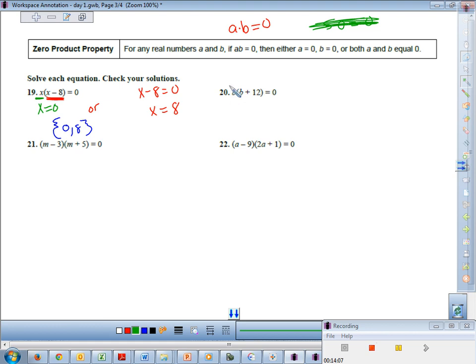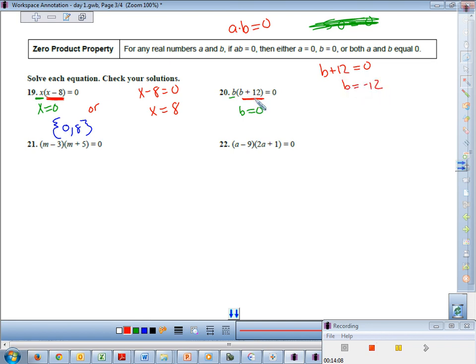So again, here on number 20, you've got two terms times each other equaling 0. The green thing could equal 0, and the red thing could equal 0. So what would make the green thing 0? Well, if B was 0, that'd be quite simple. And here, what would make the red thing 0? Again, the whole concept here is you're saying, well, B plus 12 should equal 0, right? I want to know what would make this 0. Well, you subtract 12 over and B equals negative 12.